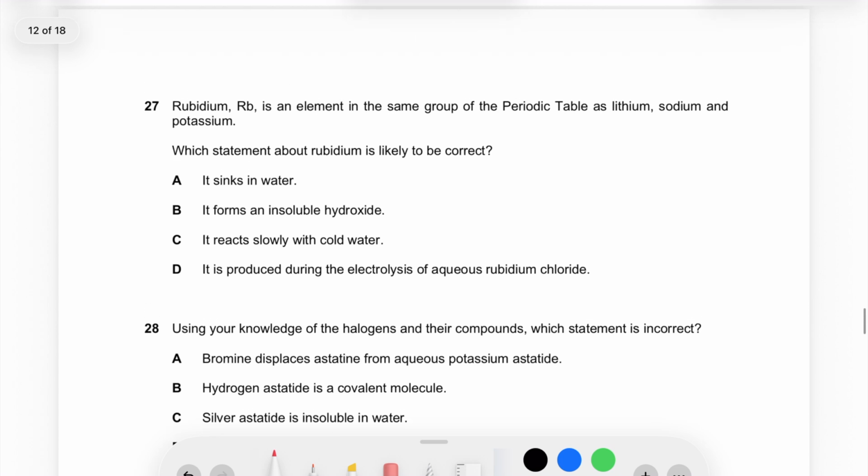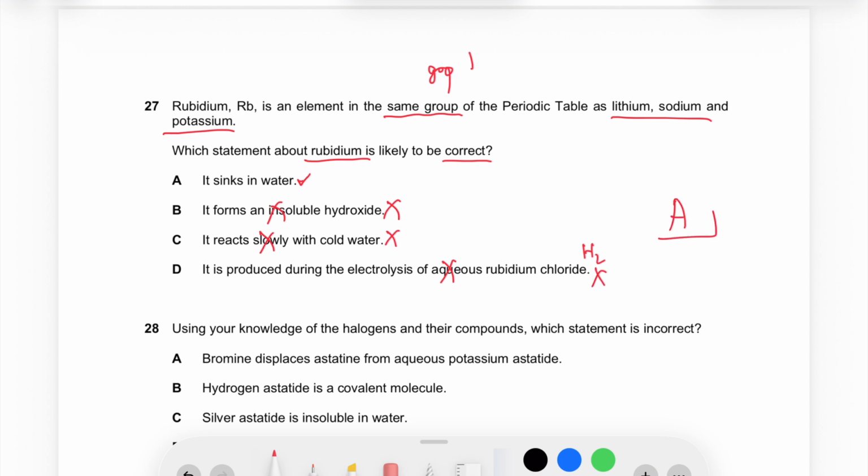27. Rubidium is in the same group as lithium, sodium, and potassium. So this is under group 1. So which are likely to be true for rubidium? Does it sink in water? Yes, it will be denser. Density increases down the group. Insoluble? No, it's soluble. Reacts slowly? No, it reacts quickly. Is it produced during the electrolysis of aqueous solution? No, if it's aqueous, you will form hydrogen gas instead. So the only answer that makes sense is A. Only A is true. So this is under the periodic table.